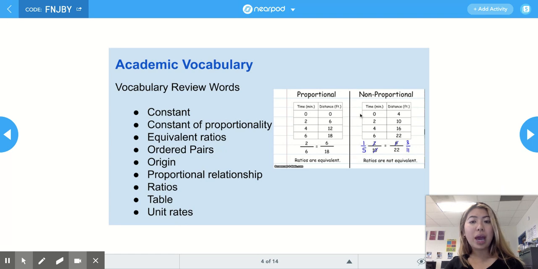Some vocabulary words that we need to know for this lesson are the words constant and constant of proportionality, which are the same thing.